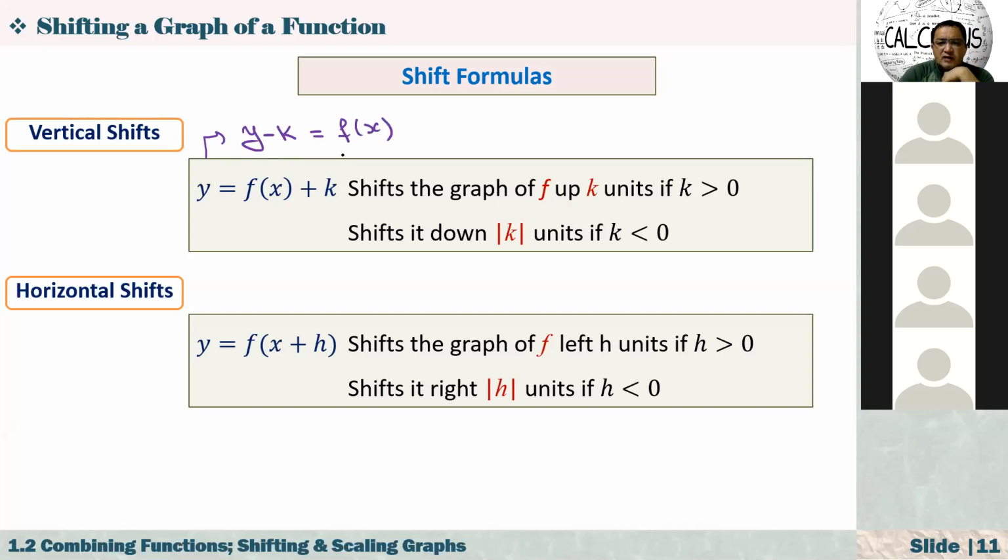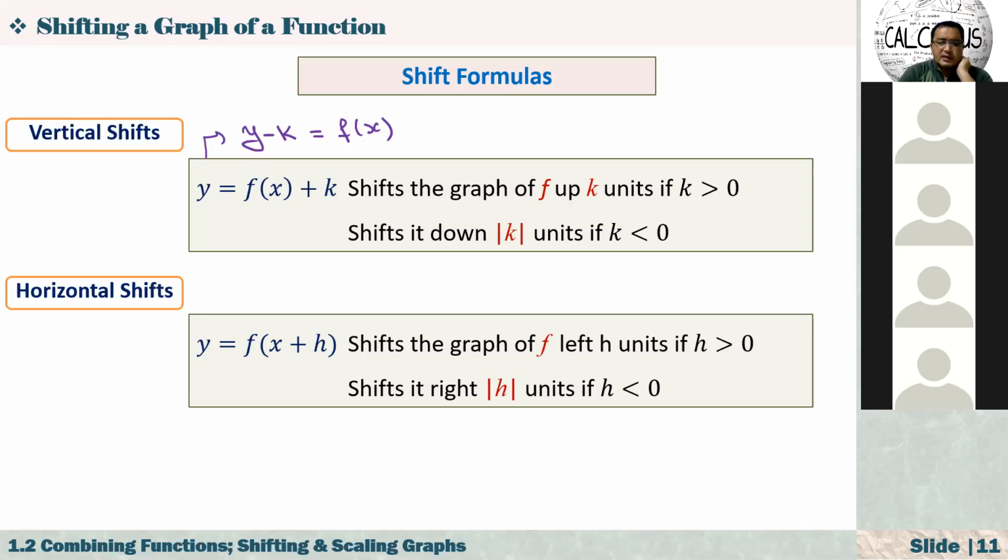Let's say that shifts the graph of f up k units if k is positive, and shifts this down by the absolute value of k units if k is negative, right? If k is negative, it is shifting down. If it is positive, shifting up. Now we will see them in examples.